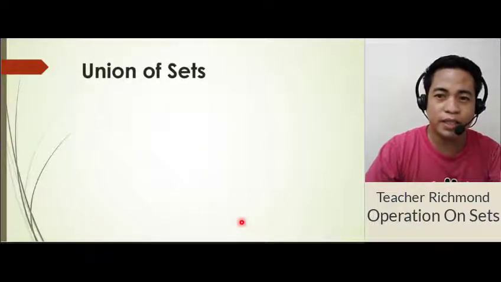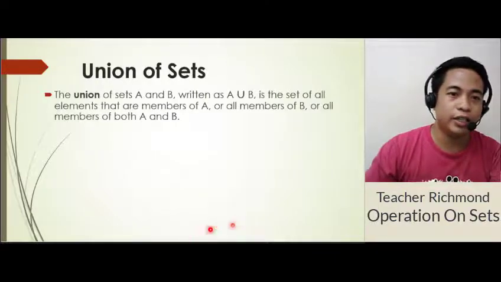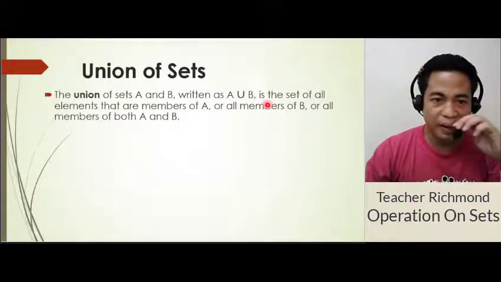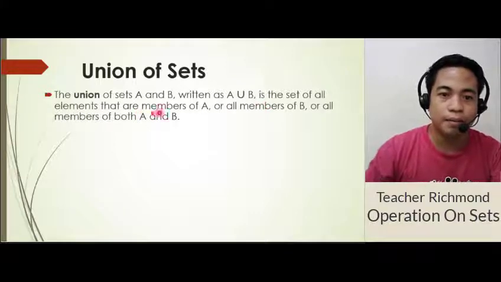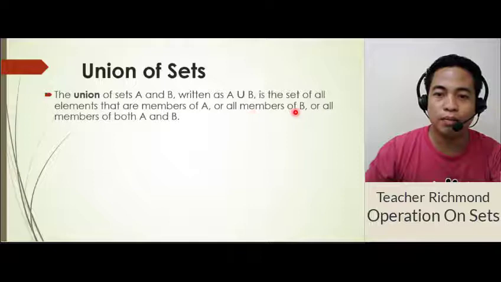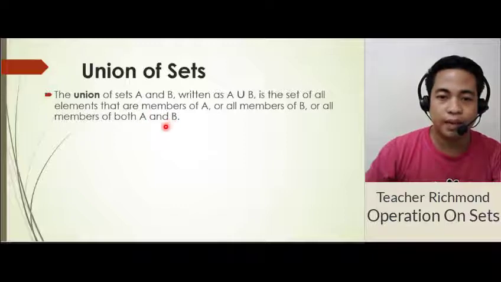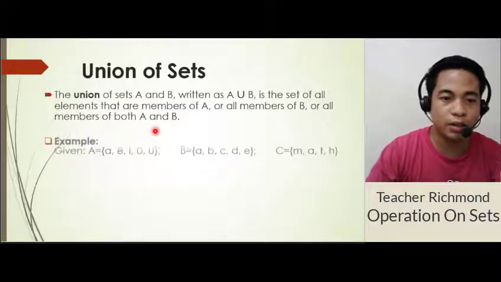Union of sets. By definition, the union of sets A and B, written as A union B, is the set of all elements that are members of set A, or members of set B, or members of both A and B. Okay, so let's take a look at this example.